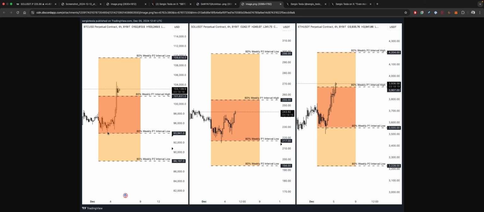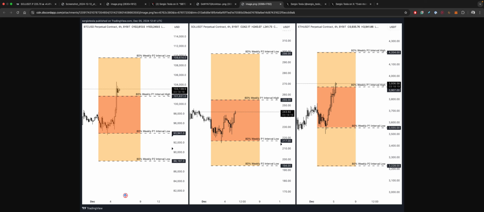I also want to make the note immediately, because I get this question a lot, that a wick below this does not mean that it's completely invalidated. You have to see this more or less as a zone. So it doesn't matter if price wicks below it. It's also not impossible, even if it goes a little bit further, to go above it.